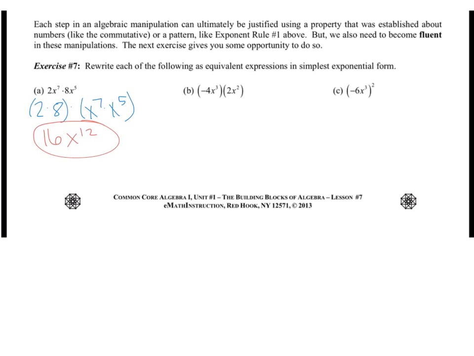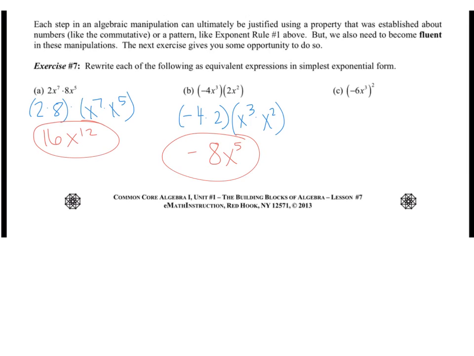Letter B, we're going to do the same thing. We're going to take that -4 and multiply it by the 2 separately, and then I have x to the third times x to the second that is separate. -4 times 2 is -8, and x to the third times x to the second is x to the fifth.